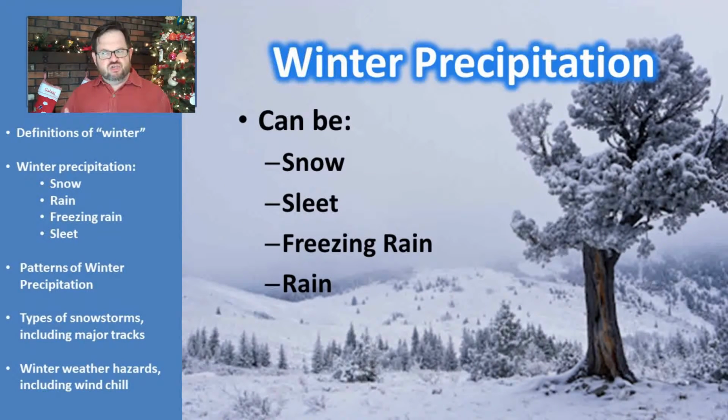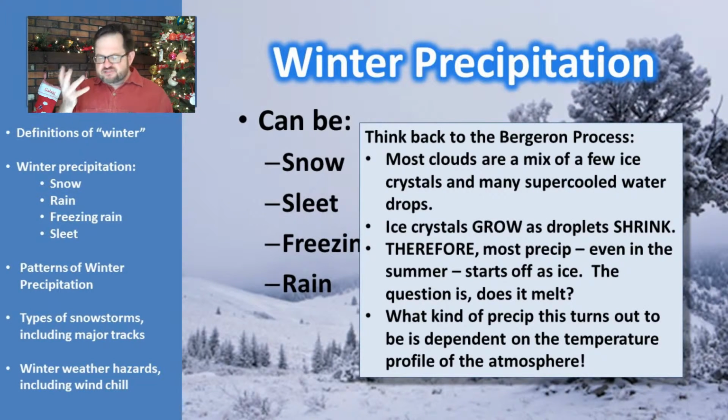Now, rain may not be something you immediately thought of about winter, but you know that it rains in the winter, especially farther south. Rain can be an important part of the total precipitation that you get in the winter. And these four forms of precipitation are actually quite closely related.